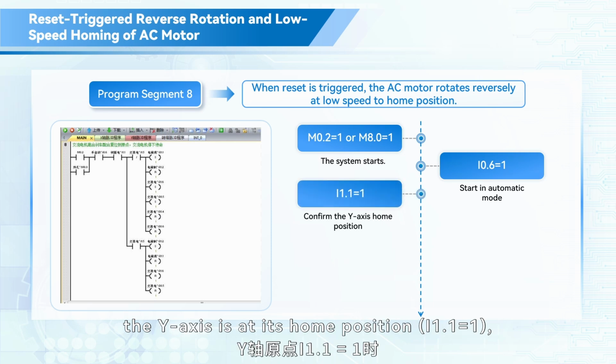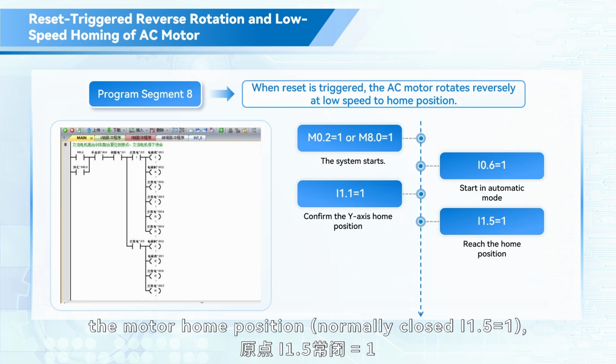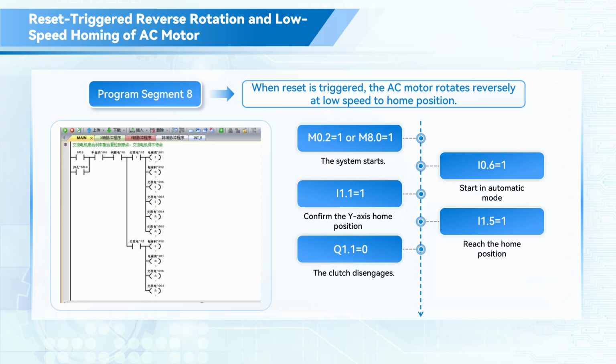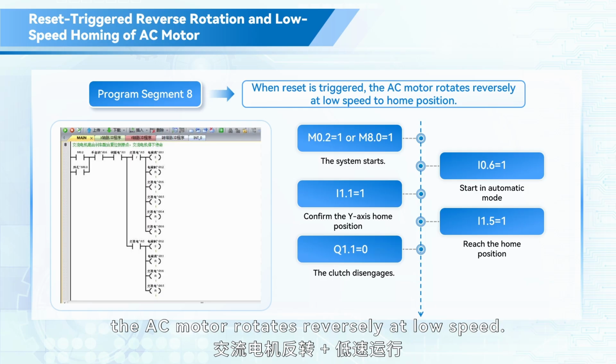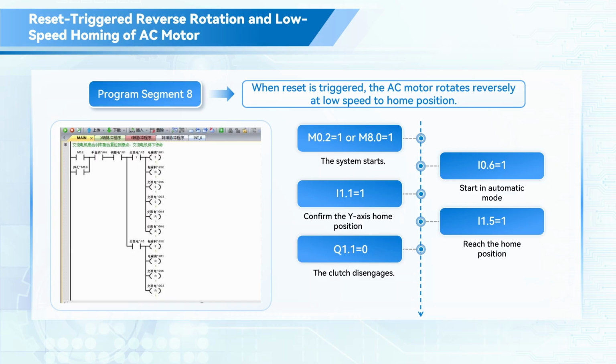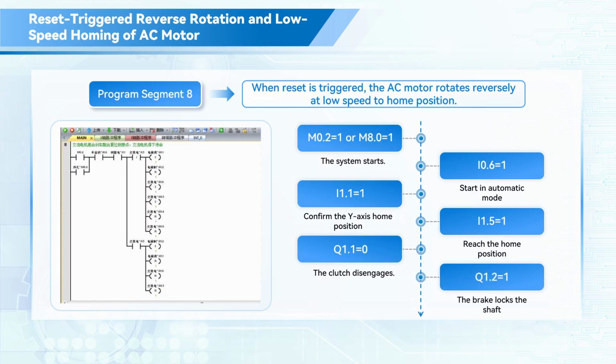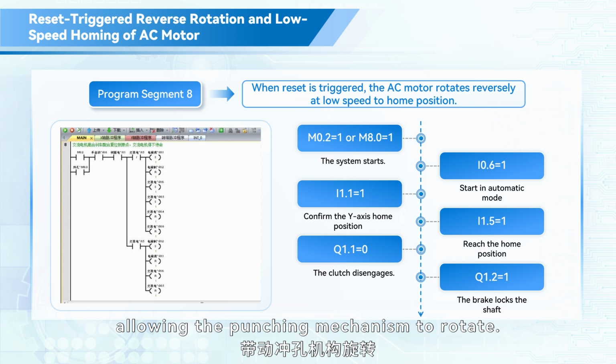The Y-axis is at its home position, I1.1 equals 1. And the system has not yet reached the motor home position, normally closed I1.5 equals 1. The AC motor rotates reversely at low speed. The electromagnetic clutch is triggered, Q1.1 equals 1. It engages with the shaft, and the brake is released, Q1.2 equals 0, allowing the punching mechanism to rotate.